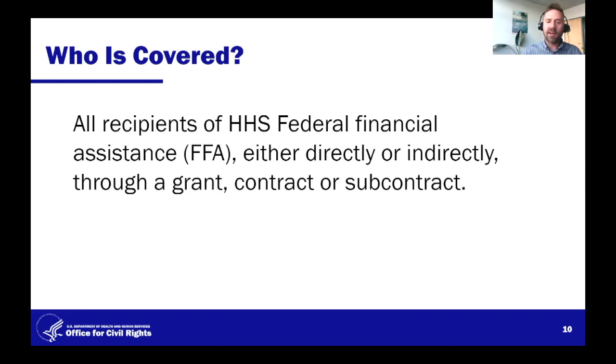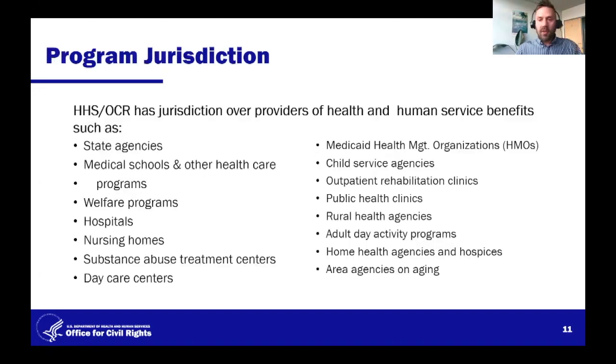So that's the area that 1557 extends to that Title VI doesn't quite reach, but as we said before, a lot of their protections overlap. So here are some quick examples of covered entities under Title VI and 1557. We see state agencies, medical schools, and other healthcare programs, welfare programs, hospitals, nursing homes, adult day activity programs, public health clinics. So it's a pretty wide variety of entities who must comply with these regulations.